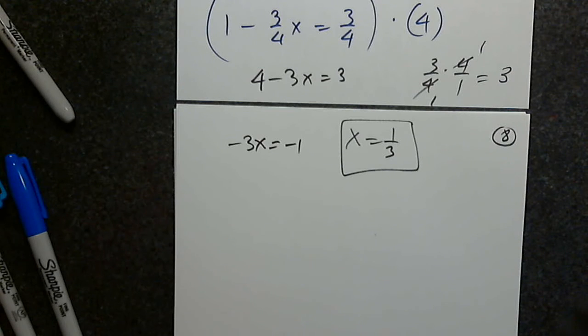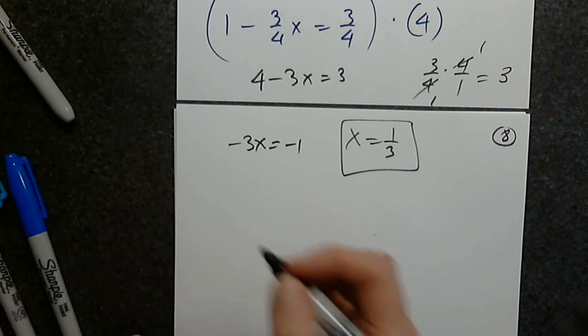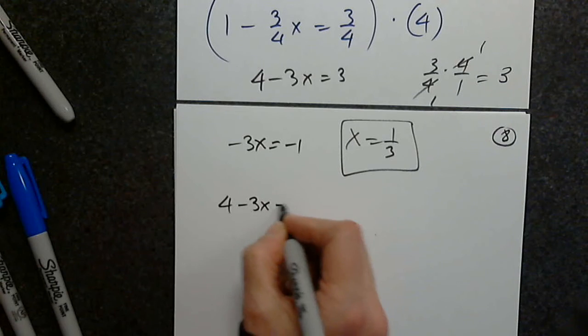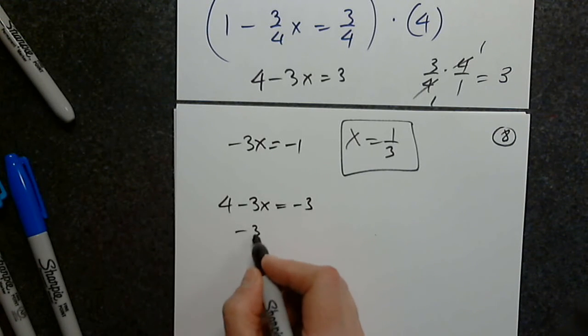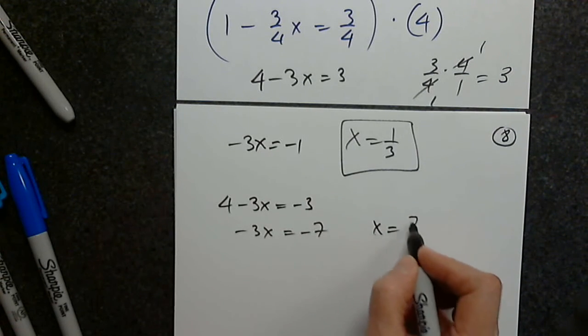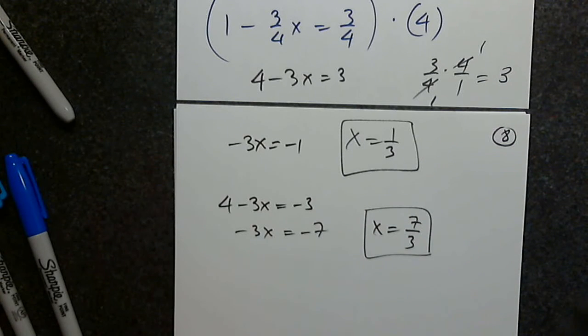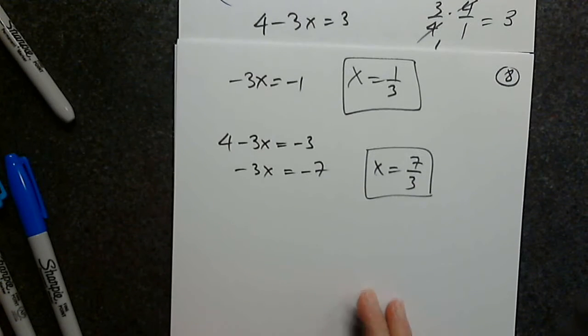Do we have the second solution? So you have 4 minus 3x minus negative 3, yes. Negative 7, so x equals 7/3. Because I multiplied by 4 again. So I get negative 3x and then negative 3. And then I subtract 4, I get negative 7. Negative 7 over negative 3 is 7/3. Is that okay?